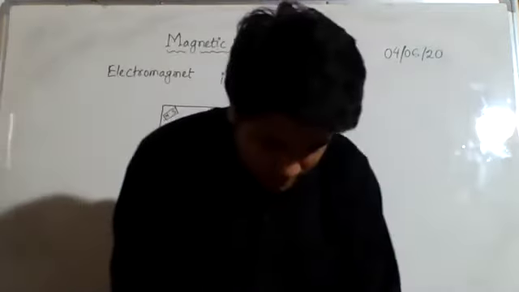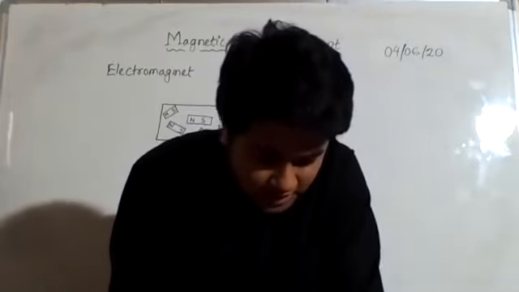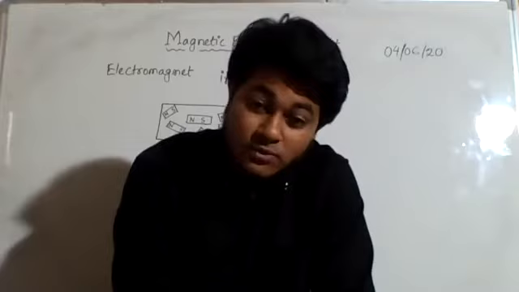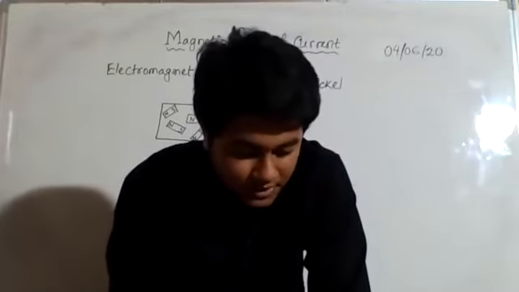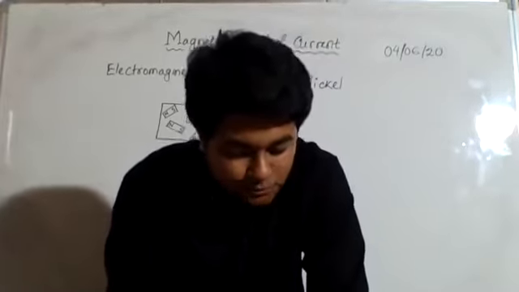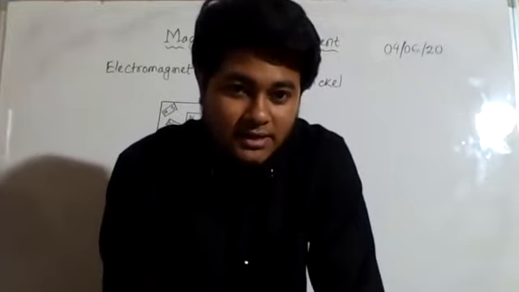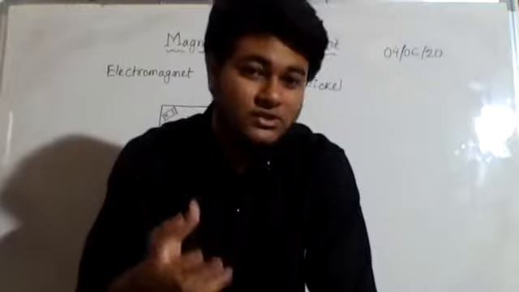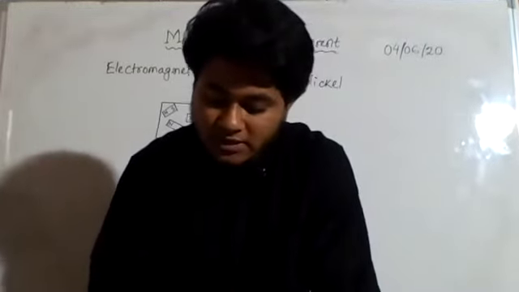So the small magnets present within the iron piece become randomly oriented again and the entire magnetic field will disappear. A magnet prepared by this process is called an electromagnet. We are using electricity to produce a magnet, even though this is not an actual magnet. Which one is an actual magnet?